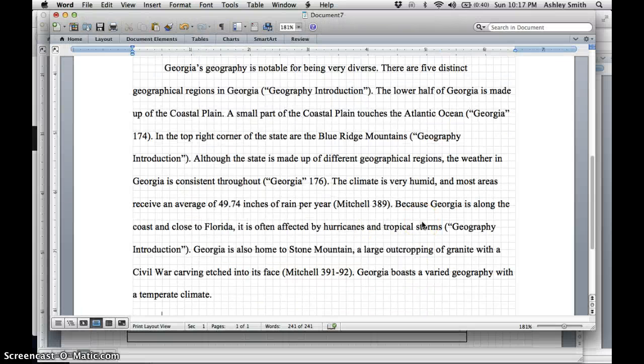So there you have it. This is what your paragraph should look like when you're done with it. The important thing to remember is that every fact you include, you have to give credit to the source where you found that information. So almost every sentence will have a citation after it unless, like I mentioned in the example, you have 2 or more sentences from the same source. Then you only put the citation after the last sentence.